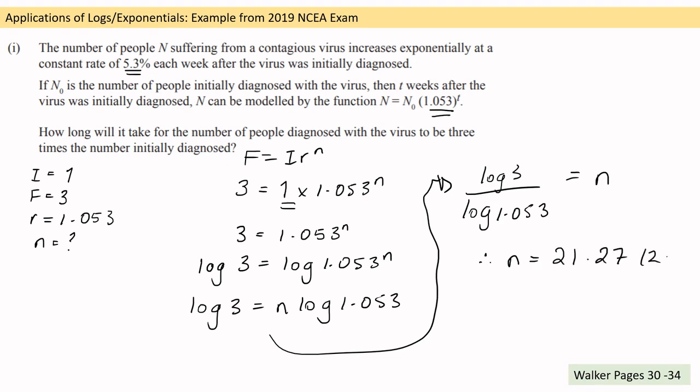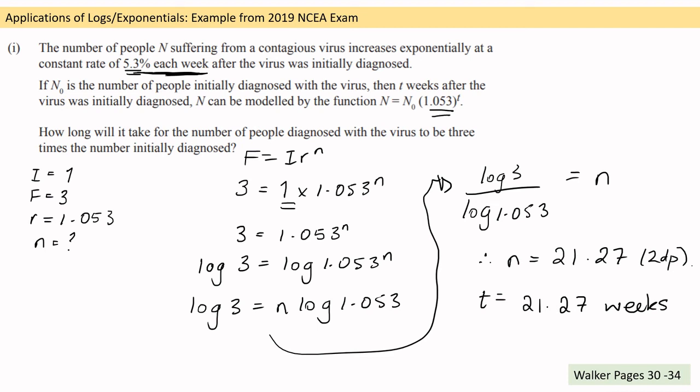And we finally get N equal to 21.27, 2 decimal places. Okay, so how long will it take for the number of people diagnosed with the virus to be 3 times the number initially diagnosed? Time it will take is 21.27 weeks. Okay, I know it's weeks because somewhere in here it says 5.3% each week. So I knew that that was my time frame. That was a merit level question. That's how you solve that one.